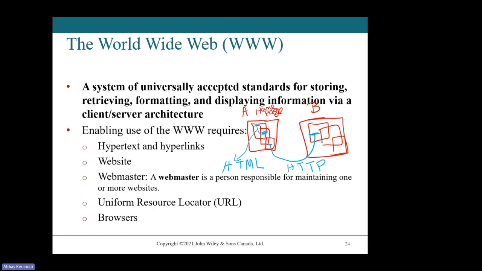Webmaster is a person who manages and maintains the websites. So for example, the brocku.ca website has at least one webmaster, maybe even more than one webmaster for different parts of the school's website. Uniform Resource Locator, or URL, is the address of the web pages.